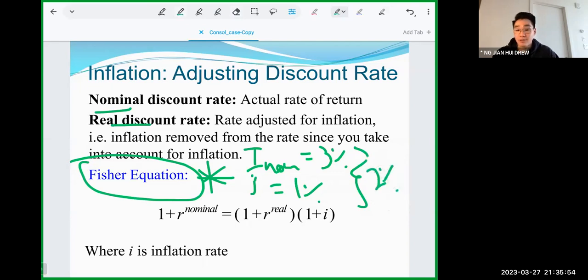So you cannot say 3 minus 1 equals 2, so the real is 2%. We can't say that. We need to always use the Fisher equation, and we plug in the nominal rate and the inflation amount to find the real rate. So whenever there are questions regarding inflation, always straight away recall the Fisher equation. If you want to calculate the real rate, we need to use the Fisher equation.